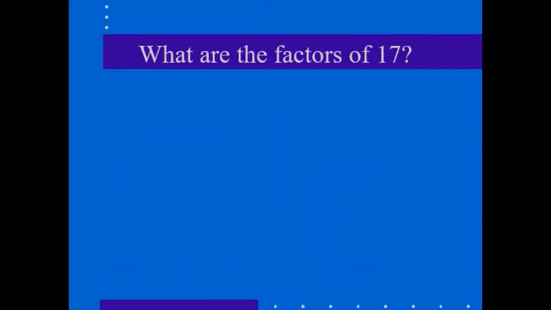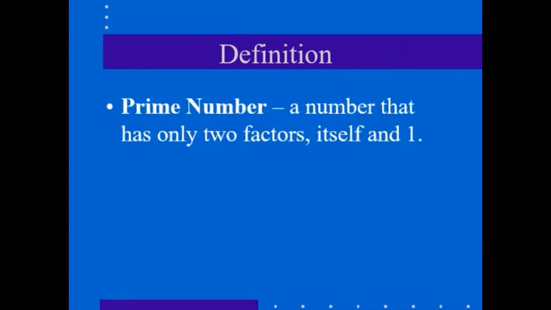The factors of 17. Now, we just talked a little bit before there about 17 being a prime number. That means it only has two factors, itself and 1, because we can only do 17 times 1, or 1 times 17, to get number 17. All right, so prime numbers, a number that has only two factors, itself and 1.